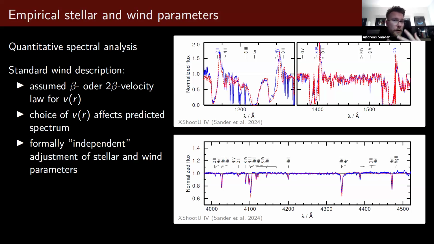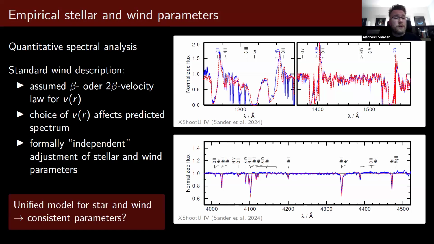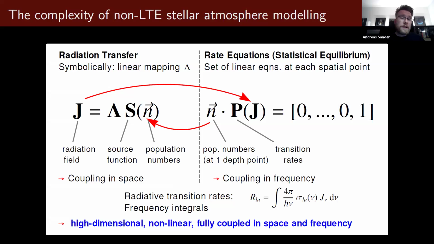And if you think about this from a physical perspective, this actually does not need to be, because the wind of a star should follow from its fundamental parameters if you know the physics that are involved in driving the wind. So what about constructing a unified model for the star and the wind and having consistent parameters? You can do that, but it comes again at a numerical cost.